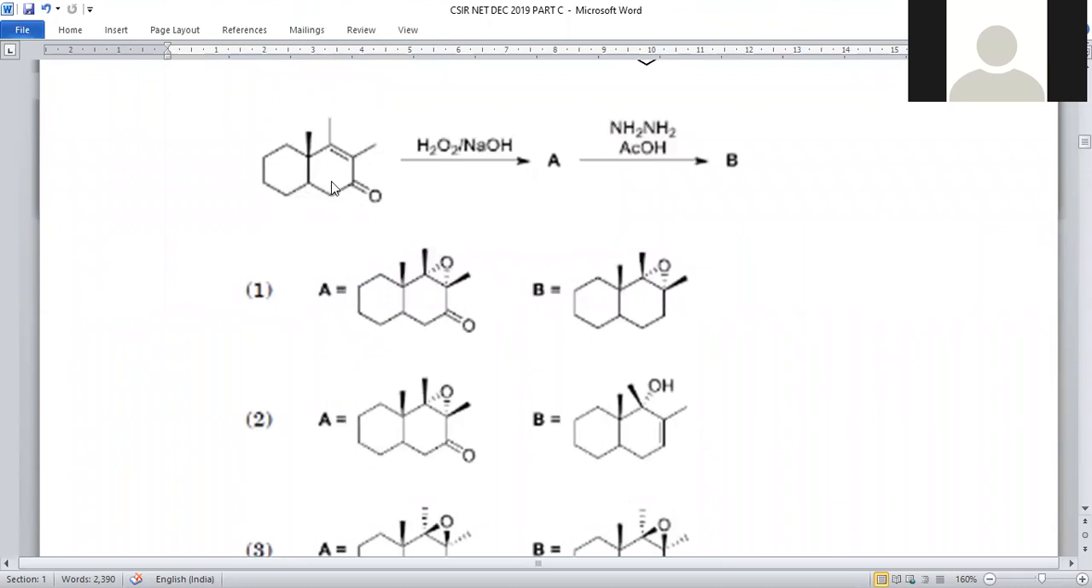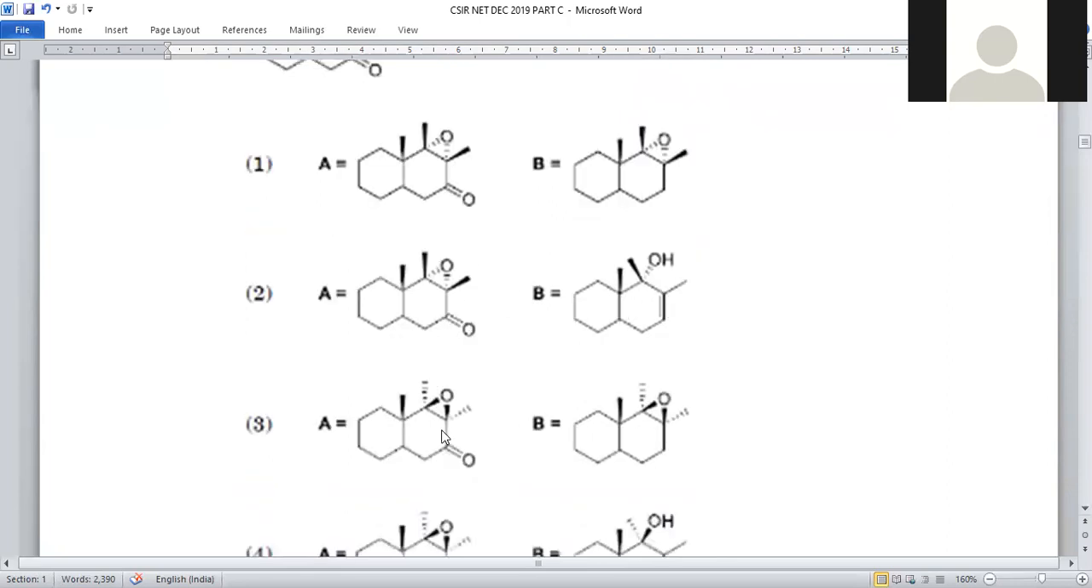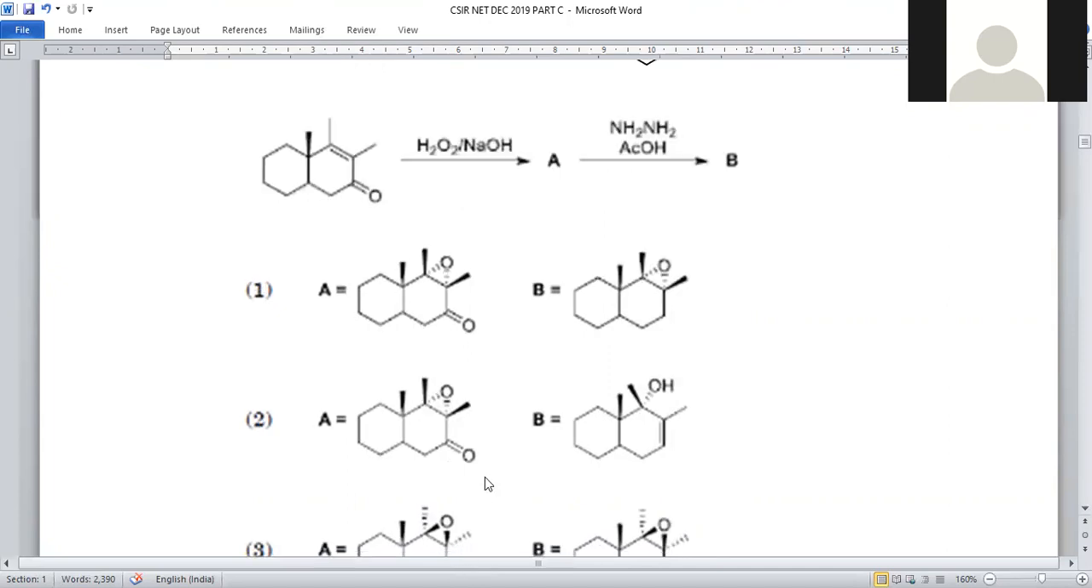A bicyclic system was taken where an alpha beta unsaturated carbonyl functional group is there. It is treated with H2O2 and NaOH, which is the epoxidizing agent. Epoxide is generated at this center. Option A is the epoxide formation. In all 4 options, epoxides will be formed, but the only constraint is the stereochemistry. In 2 options, the stereochemistry is given as inclined away from the wedge, and in 2 options, inclined towards the wedge.